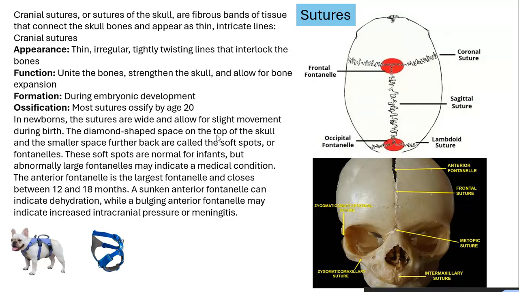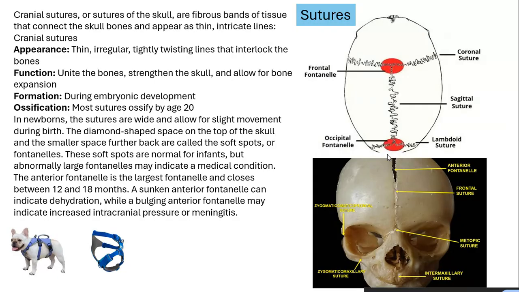In newborns, the sutures are wide and allow for slight movements during birth. The diamond-shaped space on the top of the skull and the smaller space further back are called soft spots. All right, so this particular, the red ones are called soft spots, right? Or fontanelles. These soft spots are normal for infants, but abnormally large fontanelles may indicate a medical condition, right? So that's how you know the baby has a medical condition. Why are they so large? Between 12 and 18 months, they actually close. The anterior fontanelle is the largest fontanelle and closes by 12 or 18 months.